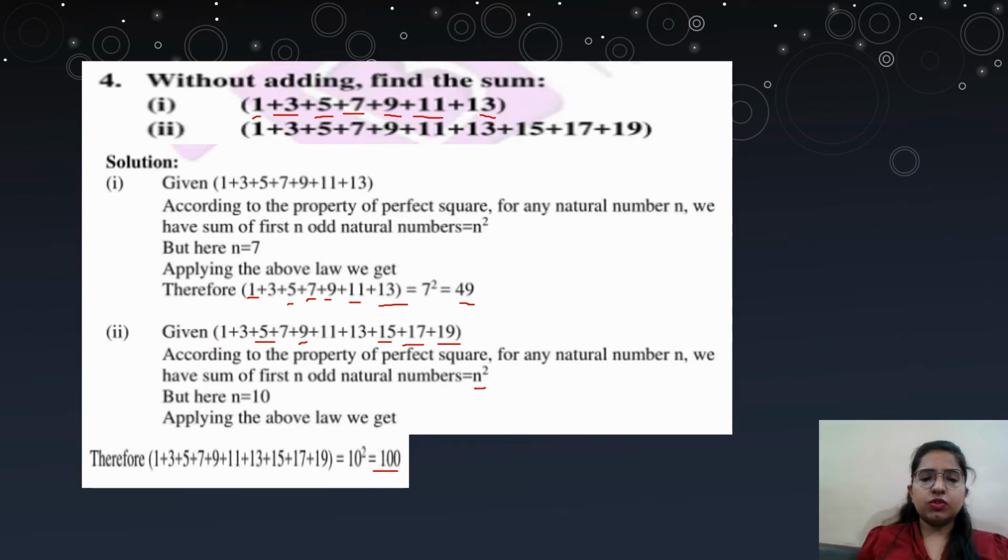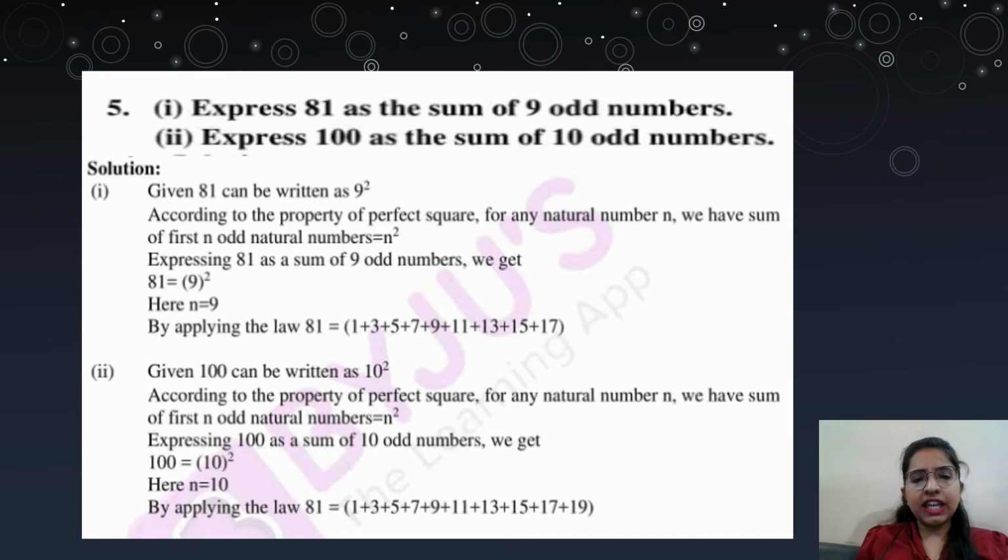Okay. So coming to the next screen. Next question. Express 81 as a sum of 9 odd numbers. So students, you know very well how you can write 81. 81 can be written as the square of 9. And this is n square, so n square means 9 square. And I'm doing the reverse of the previous question over here. So the first 9 odd natural numbers you can write over here.